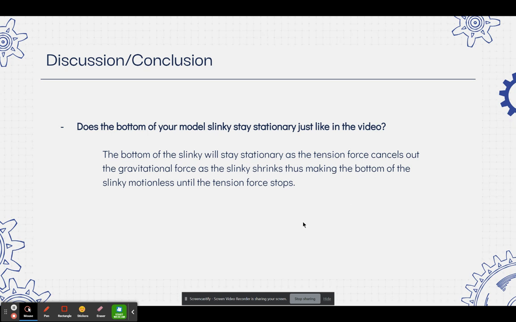And to finish it off, discussion and conclusion. To answer the question of does the bottom of your model slinky stay stationary just like the video: the answer is yes, the bottom of the slinky will stay stationary as the tension force cancels out the gravitational force as the slinky shrinks, thus making the bottom of the slinky motionless until tension force stops. And that's when the top meets the bottom, and that's when the total force is only drag and weight force.